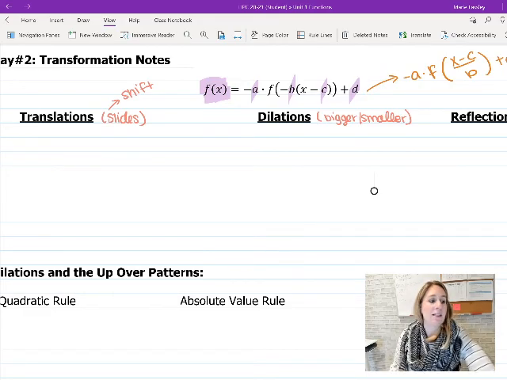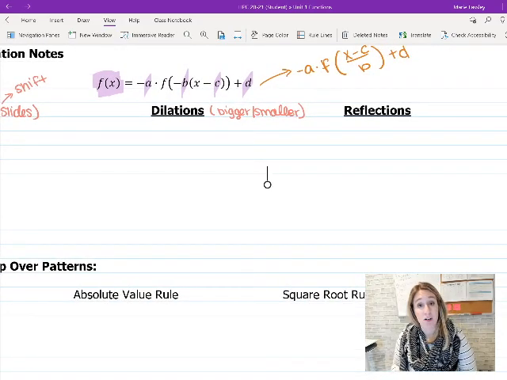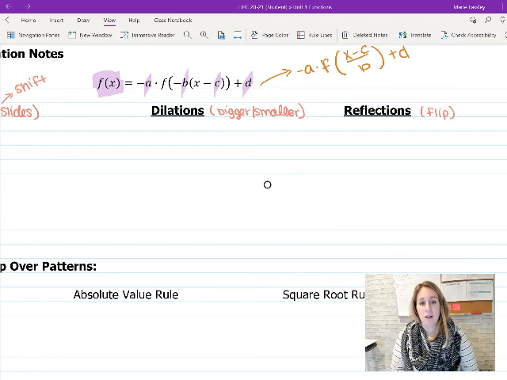And then last but not least is reflection. So this is going to be a flip in your graph, right? So you're just mirror imaging, right? So I always think of reflections as flips. All right, so this is the one that's going to flip it, like mirror image it, either side to side or flip up and down.